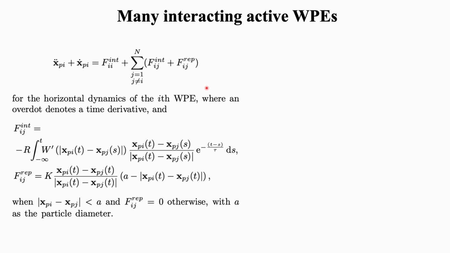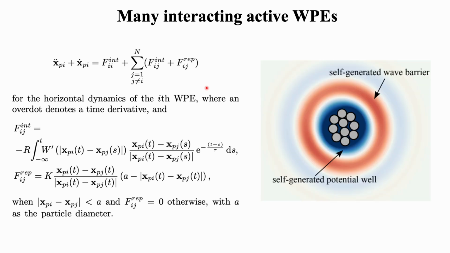And if we do this, and if we start multiple droplets in the vicinity of each other, then we find that these droplets self-organize into a cluster. As you see here, at the center of the cluster, the superposition of all the waves created by the droplets generates a potential well, and then surrounding this potential well, you have a wave barrier. And again, this structure emerges from the superposition of the individual waves created by the droplets.